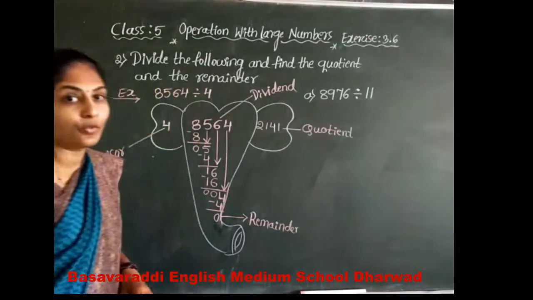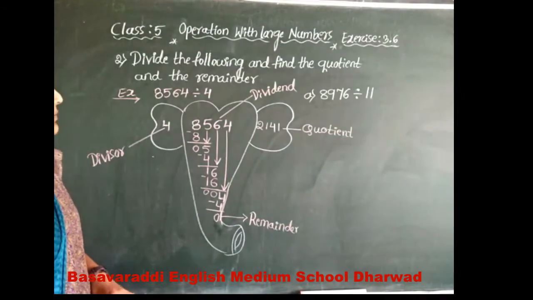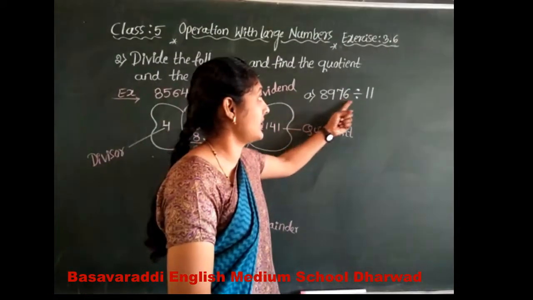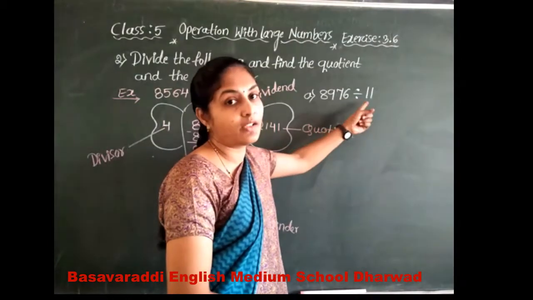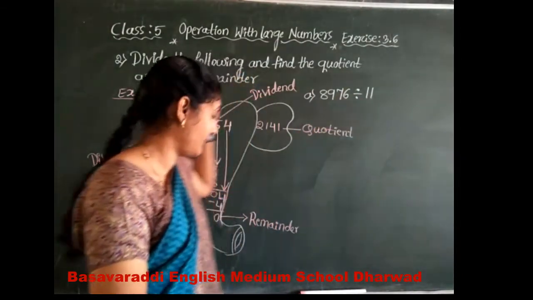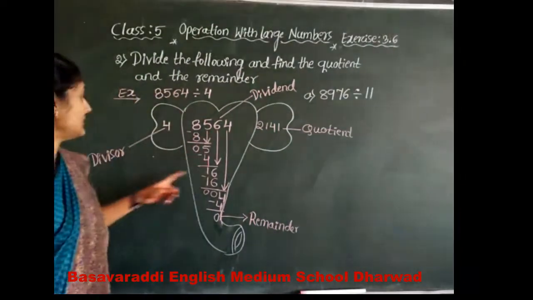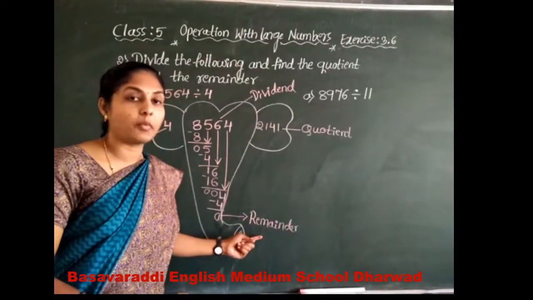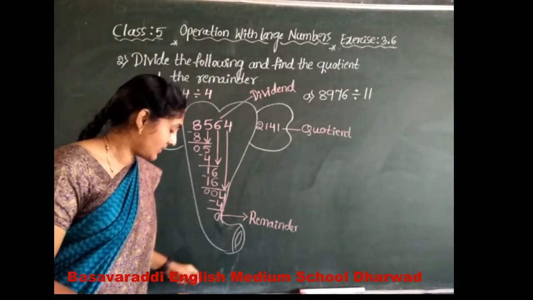Next, we go for the second main question, that is 8976, which is divisible by 11. Remember the parts: the divisor, the dividend, the quotient and the remainder.